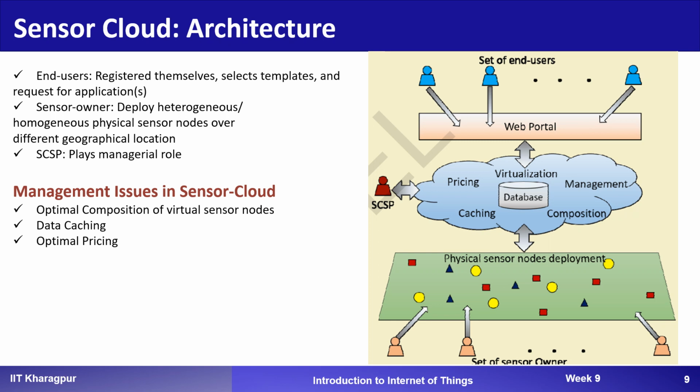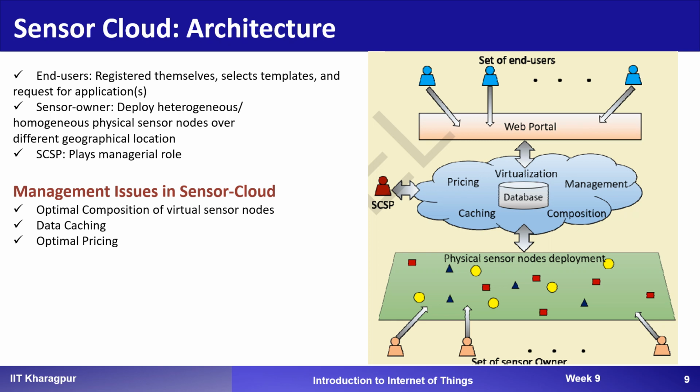The second one is data caching. Sometimes the environment does not change very frequently. In that case, taking data from sensors regularly will result in wastage of energy. To prevent that, we can cache the data and use that cached data. Now the problem is when to refresh that cache, that is, when to take the data from the sensor and recache your cache memory. This is one of the issues.